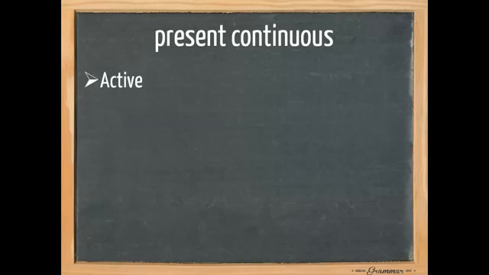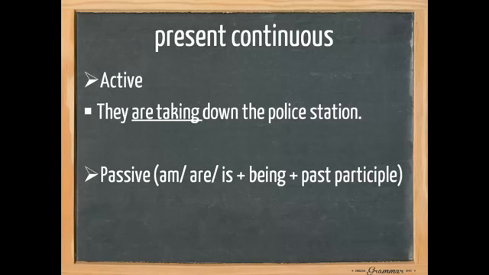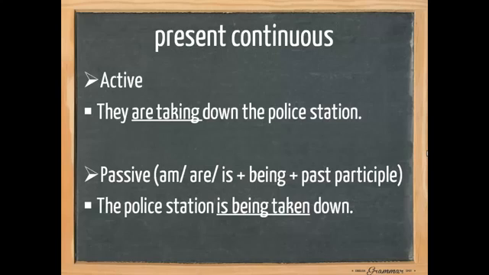Another example, the present continuous. An active present continuous is: they are taking down the police station. Now for the passive form, we need to maintain that continuous form, and that is quite hard. So we need to use am, are, is, and then the continuous form, being, and the past participle. Don't forget to put in being into a continuous passive when your active sentence was a present continuous. You have to maintain that. You can't swap tenses. The police station is being taken down.